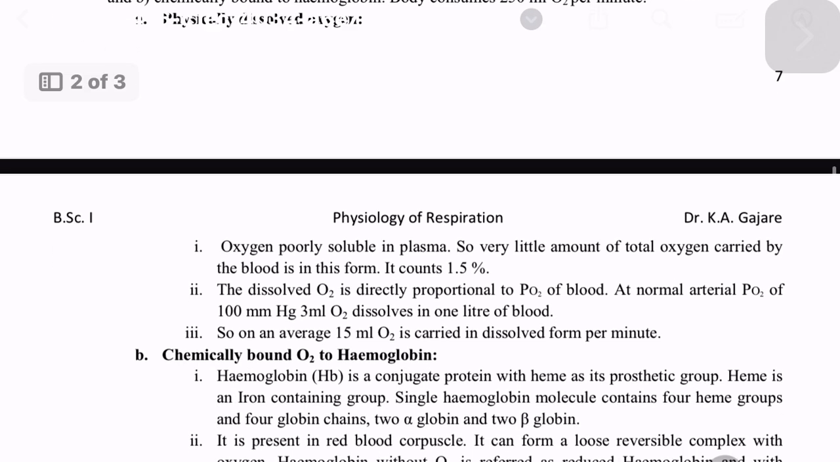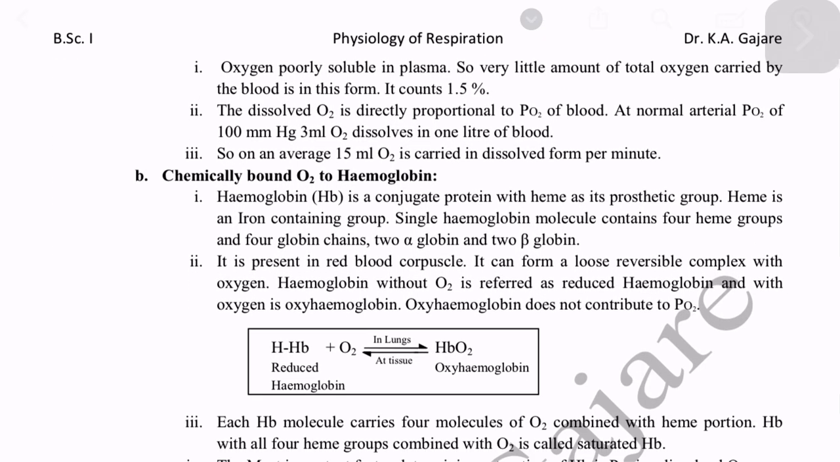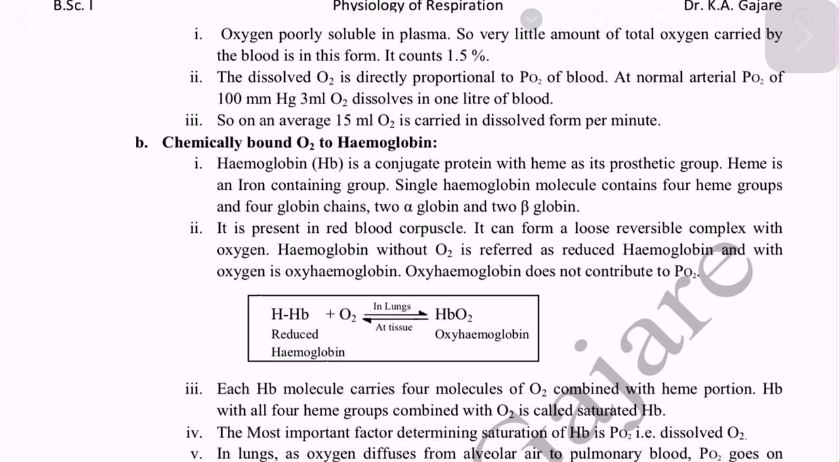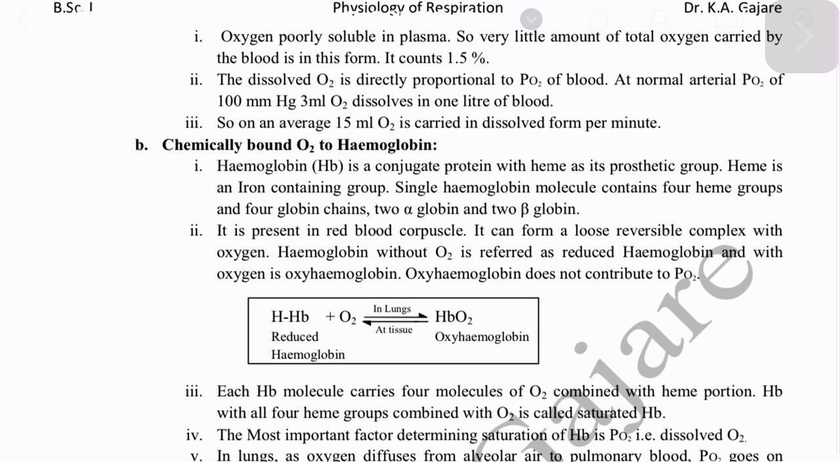A. Physically dissolved oxygen. Oxygen is poorly soluble in plasma, so very little of the total oxygen carried by the blood is in this form. It counts for 1.5%. The dissolved O2 is directly proportional to the PO2 of blood. At a normal arterial PO2 of 100 mm of mercury, 3 ml O2 dissolves in 1 liter of blood. So on an average 15 ml O2 is carried in dissolved form per minute.